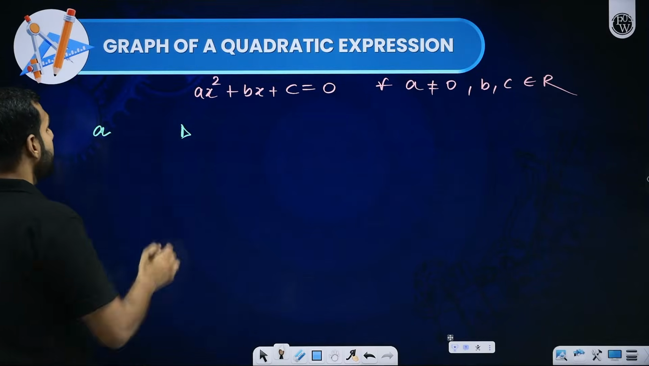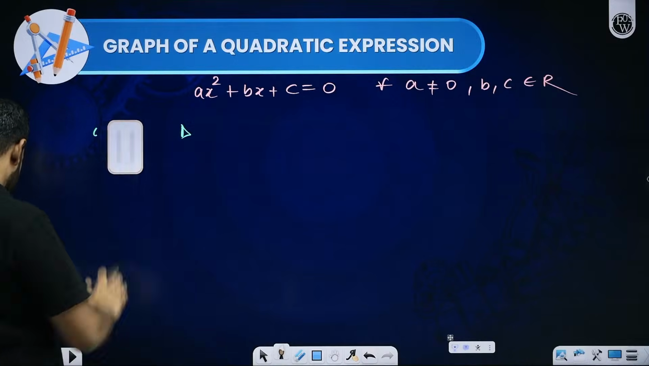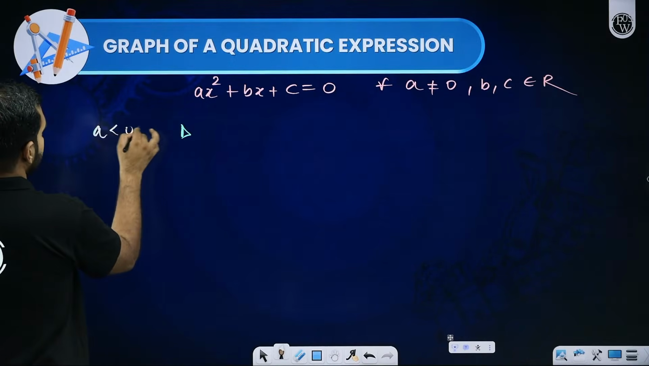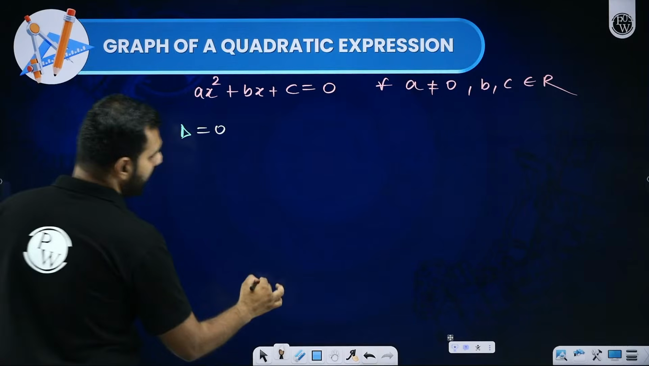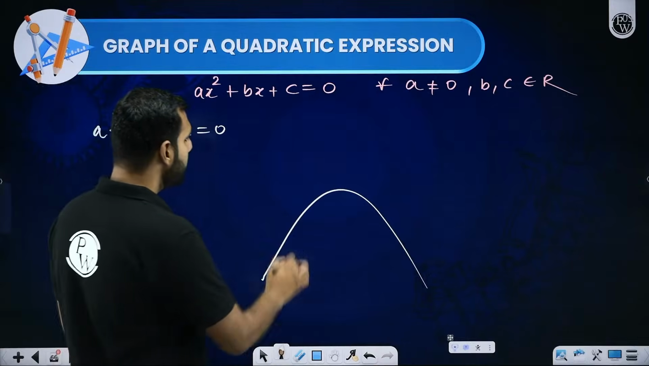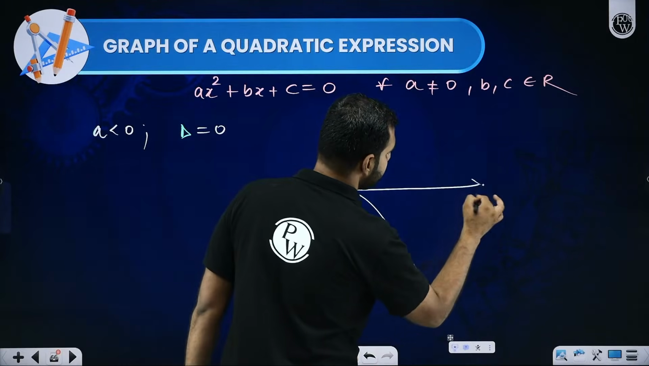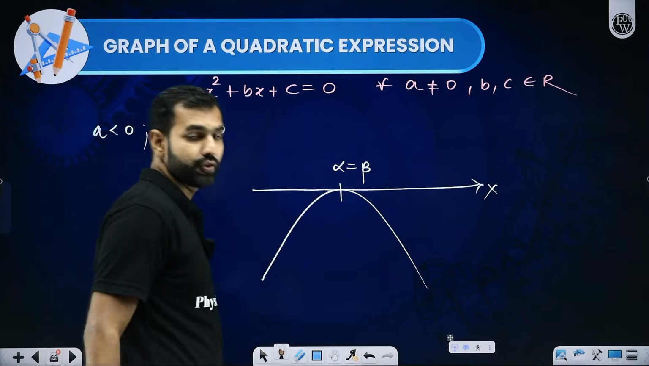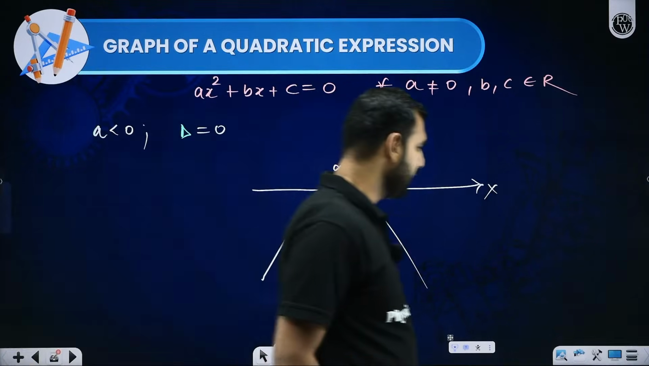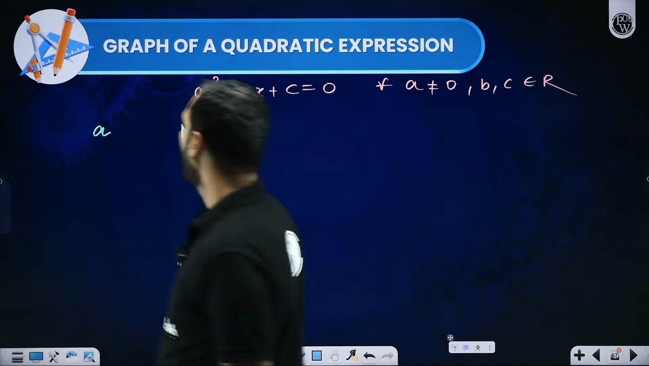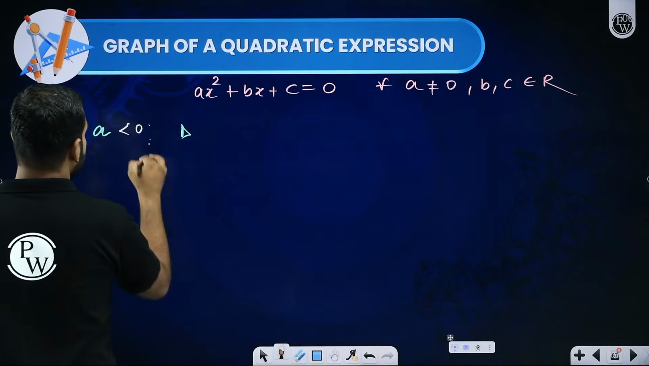Next case, if A is, I'm really sorry, did I case A to be negative? Yes. If A here is still negative, but D is 0. So A negative would mean a downward facing parabola, but D being 0 would mean that the x-axis will be touched at exactly one point, and that point will be the solutions or roots of this quadratic, where roots are equal and real. Yes or no?